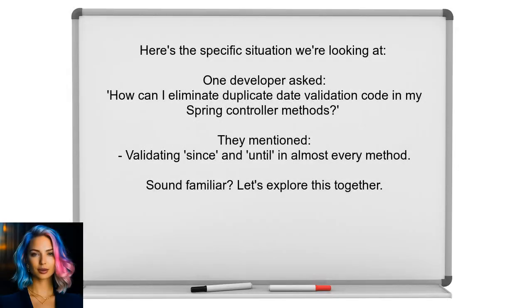Here's the specific situation we're looking at. One developer recently asked, how can I eliminate duplicate date validation code in my Spring controller methods? They mentioned that they have to validate the since and until parameters in almost every method. Sound familiar? Let's explore this together.